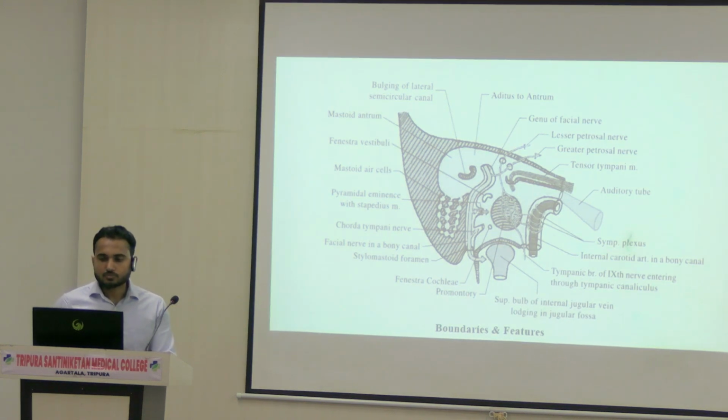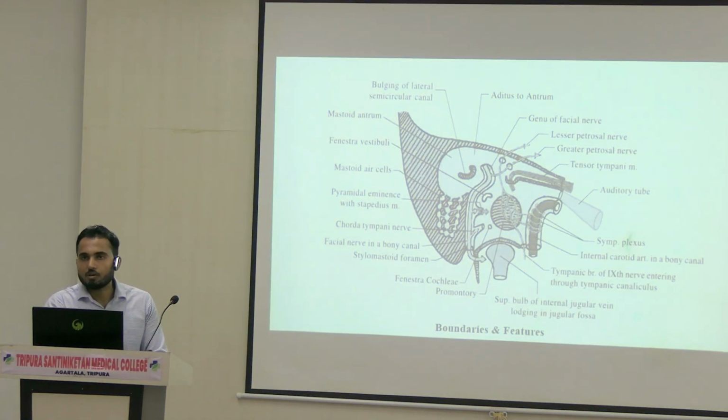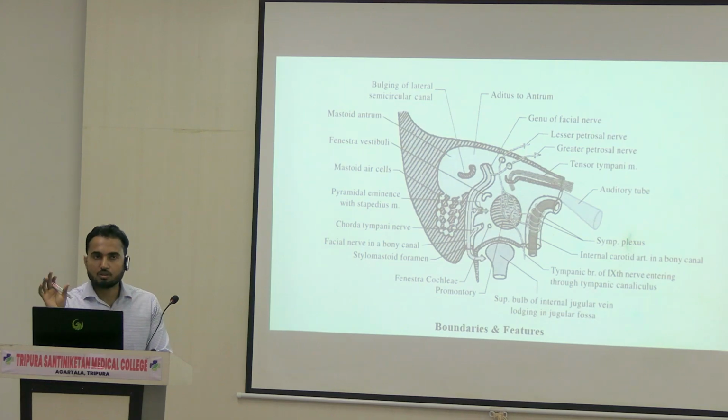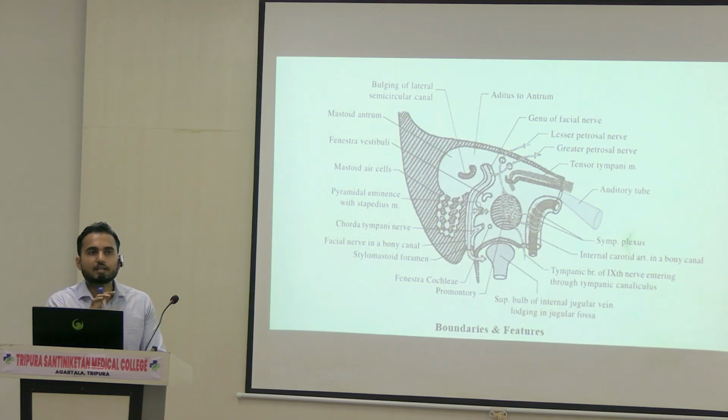Next, important features are there. So first of all, a small opening is there on the upper part of the posterior wall, and that is called the aditus to antrum. Okay. Now don't pronounce it as Adidas. It is not Adidas. It is Aditus.